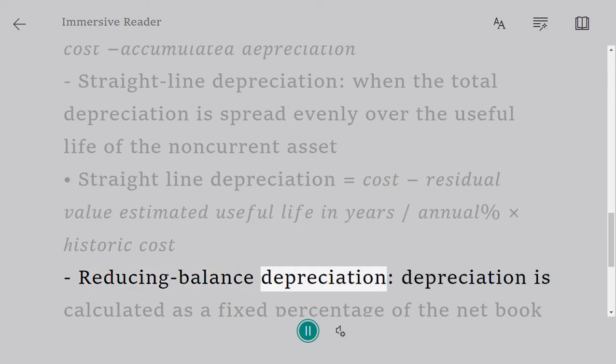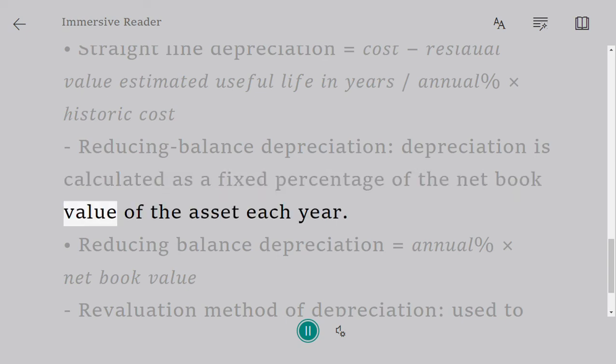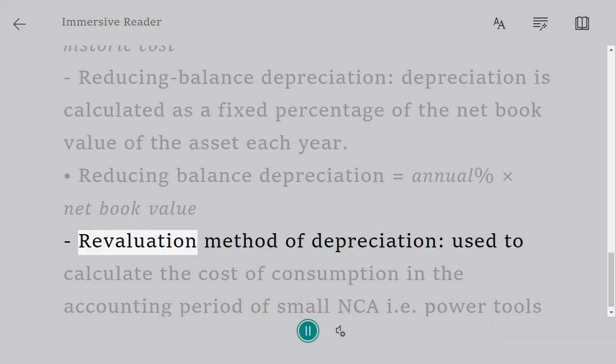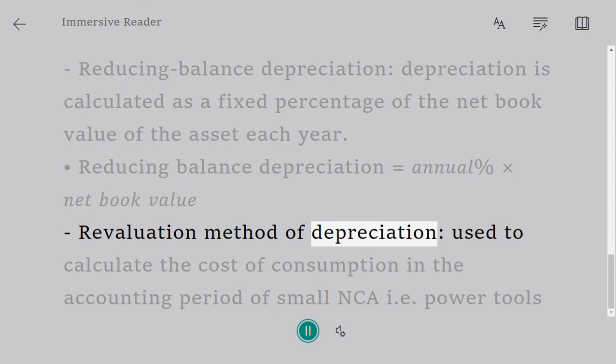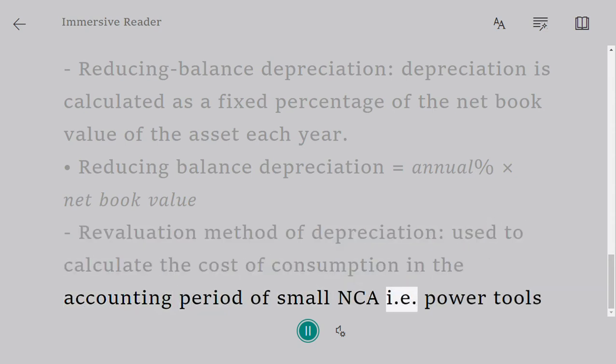Reducing balance depreciation. Depreciation is calculated as a fixed percentage of the net book value of the asset each year. Reducing balance depreciation equals the percentage times the net book value. Revaluation method of depreciation, used to calculate the cost of consumption in the accounting period of small NCA, i.e. power tools.